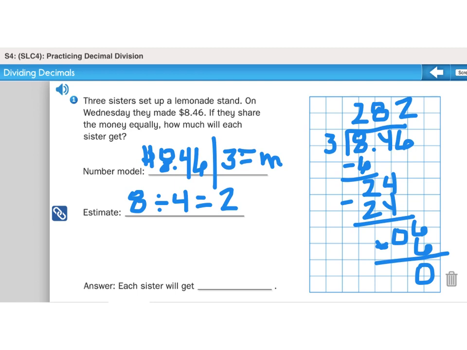So we need to go back up and look at our estimate, which was $2. So that tells us our decimal point is going to go right there between the first 2 and 8 to make it close to $2. So each sister will get $2.82.